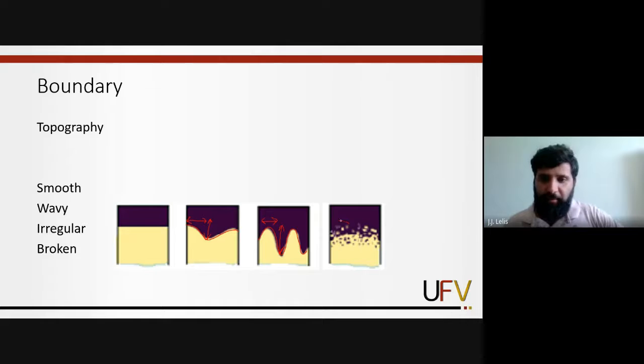And we can see a broken transitional here. When we have some discrete materials, some fragments of materials from this horizon inside this purple horizon. And we can see some spots of this purple horizon inside this yellow one. So we have some pieces, some spots, some discrete bodies of one horizon inside another horizon. Okay.